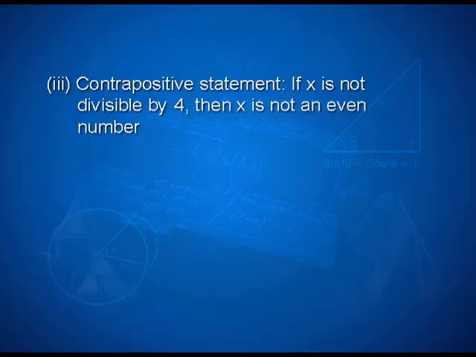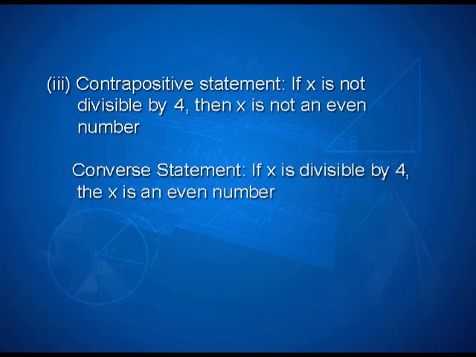In the third case, the contrapositive statement will be, if x is not divisible by 4, then x is not an even number. The converse statement will be, if x is divisible by 4, then x is an even number.